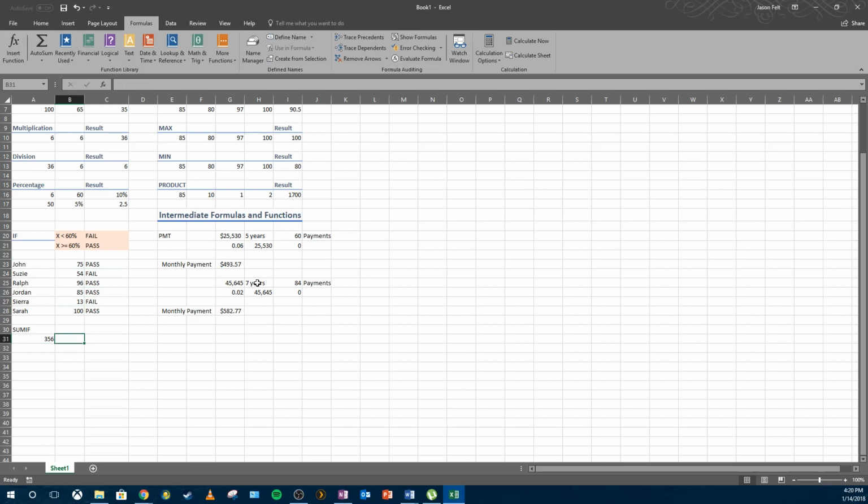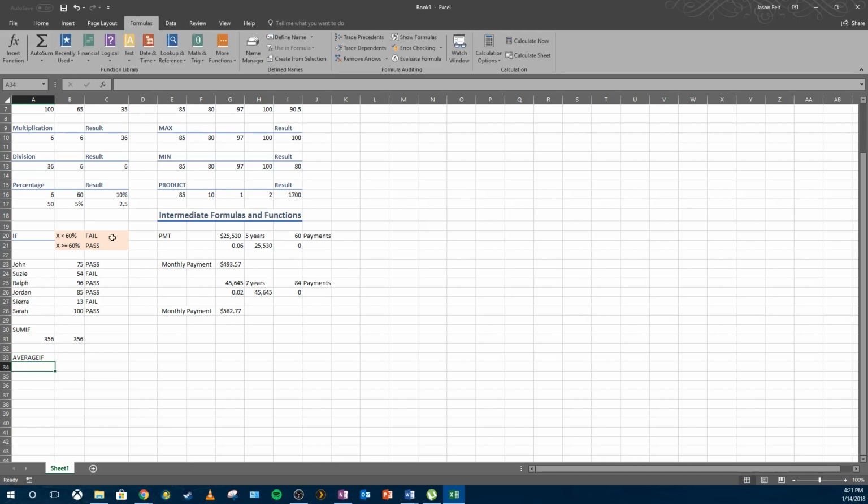Okay, if I want to check my work, I go equal this plus this plus this plus this, and it would be 356. Okay, so it only sums based off a specific criteria. So these were not added into my sum. Same thing with AVERAGEIF.